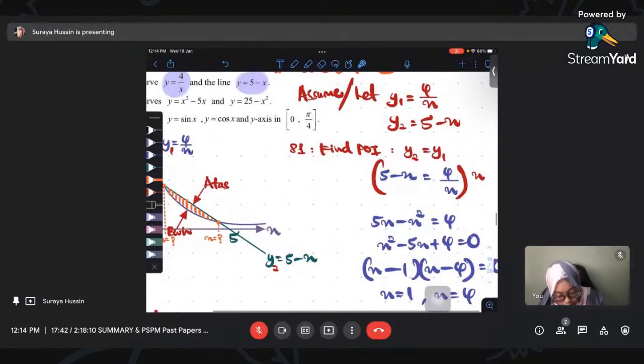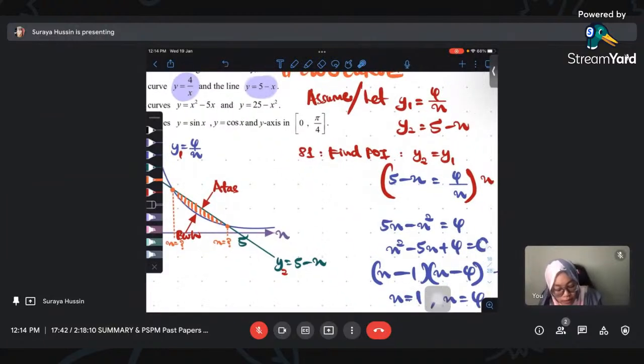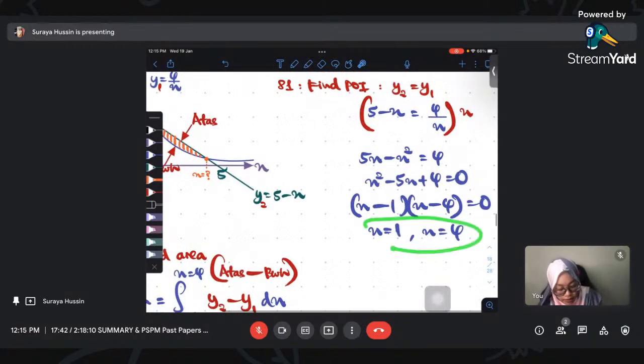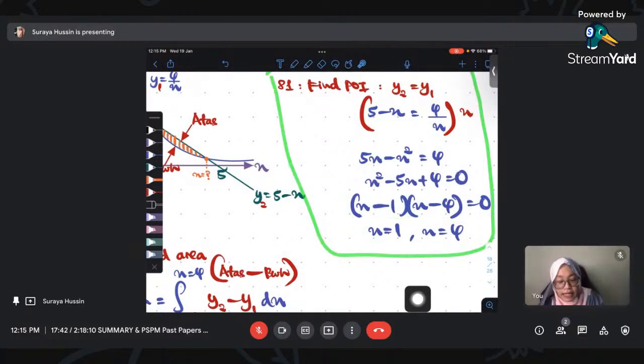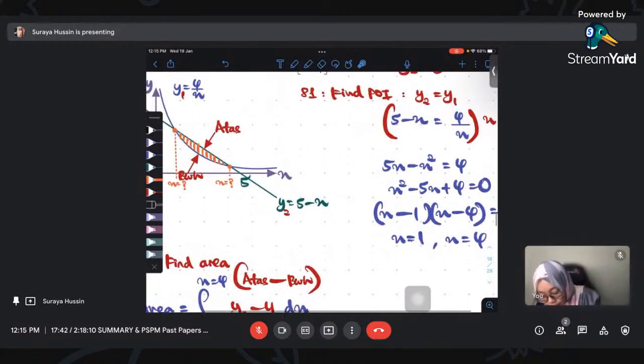Okay, and you must understand that y1 must be equal to y2. It doesn't matter if you write it like this, y2 equals to y1, it is still an equal sign. And then you must understand that you have to equate both functions to find the value of x. Every time you want to find the POI, the point of intersection, you must equate these two functions, and you solve it until you get the value of x.